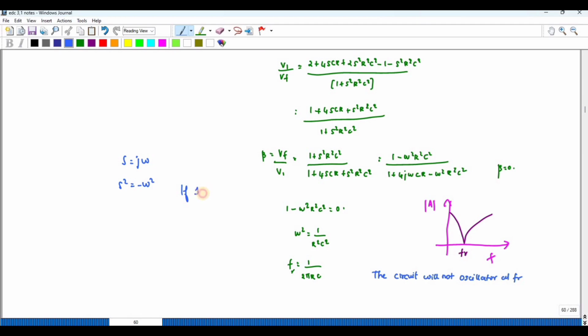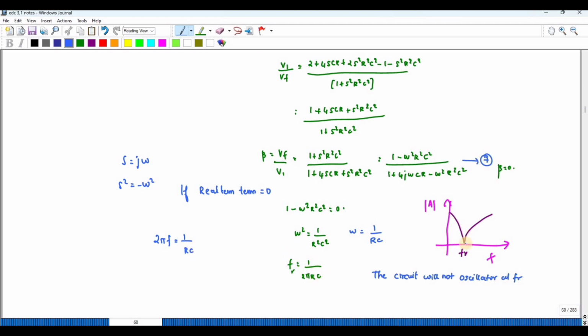If I equate the imaginary term to zero in this equation, this is equation 7. If I equate the real term to 0, I will get 1 minus omega square R square C square is equal to 0. So omega square is equal to 1 divided by R square C square. What is omega now? Omega is equal to 1 divided by RC. Since omega is 2 pi f, fr is nothing but 1 divided by 2 pi RC.